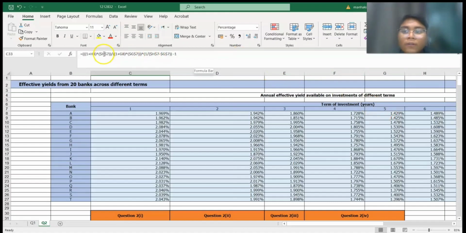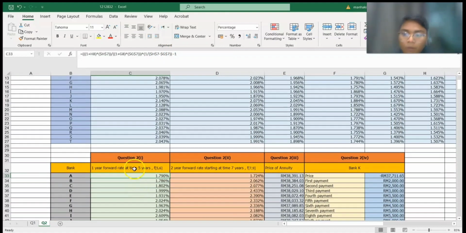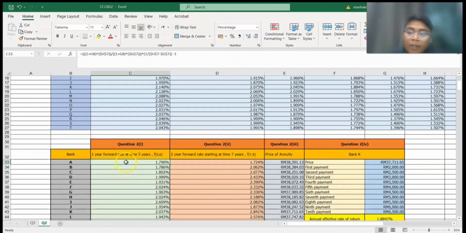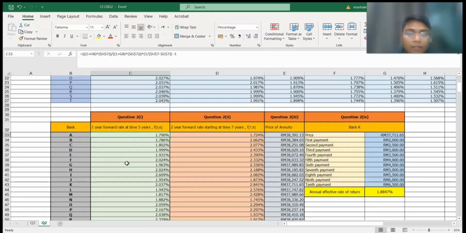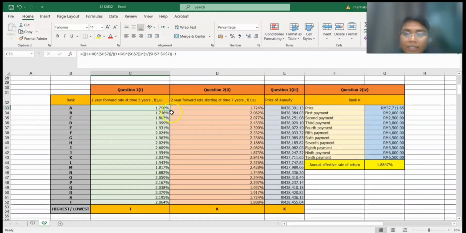We need to note that we need to lock the formula, H7 is the power of 6 and G7 is the power of 5, and then minus 1. So we got the 1-year forward rate at time 5 years, F56, for bank A as 1.79%. So we can just drag it down, and we will get the 1-year forward rate for all the banks, from bank A to bank T.